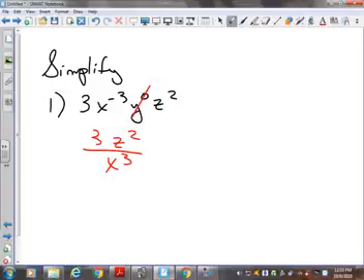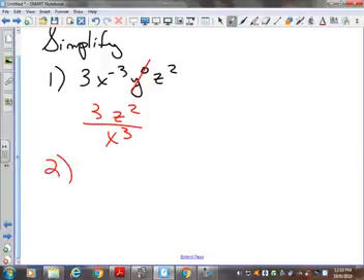Think about it like this. How are you going to write some y's down if you don't have any? Make sense? If you don't have any y's, you can't write anything down. It says y to the 0, which is 0 y's. So if I don't have any, I can't write them. All right.